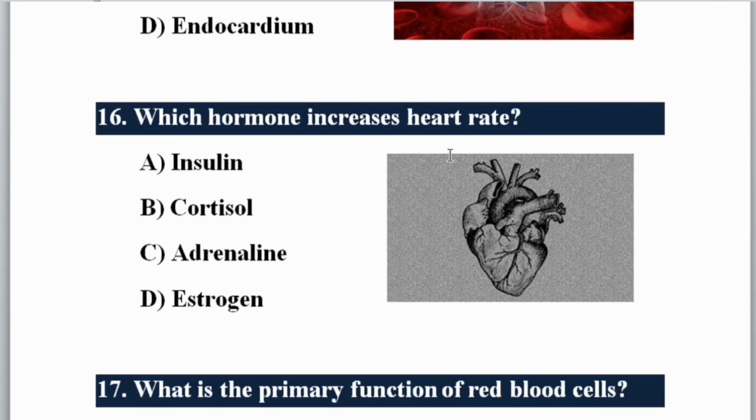Which hormone increases the heart rate? Alpha, insulin. Beta, cortisol. Charlie, adrenaline. Yes, adrenaline increases the heart rate.